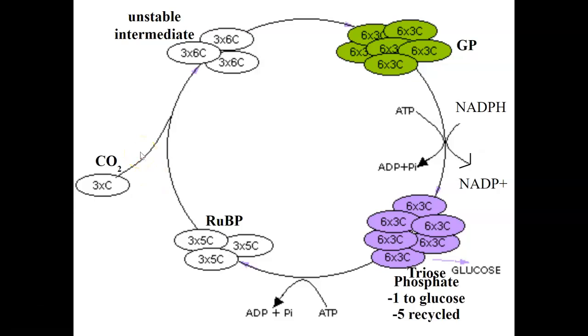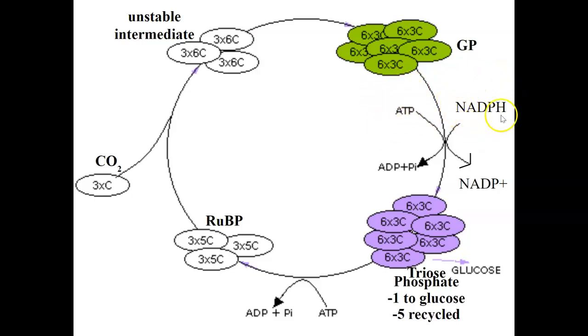Okay, so this just shows it a different way. But again, 3 carbon dioxides enter. We will form our 3 unstable molecules that are 6 carbons in length. They immediately split into 6 molecules that are 3 carbons in length, called GP. These GPs will be phosphorylated. That intermediate is not shown. We'll make 6 of them.